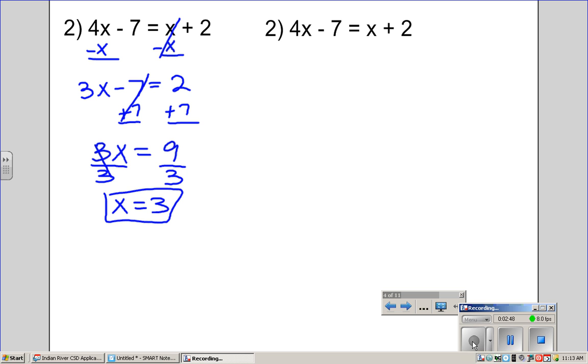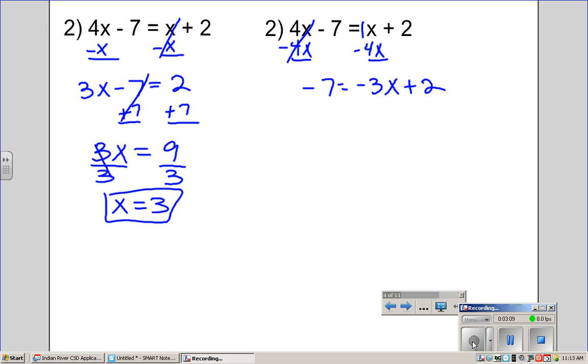I quickly want to show you what would happen if we subtracted the 4x. The 4x is positive, so we could subtract that from both sides. 4x minus 4x would be 0. Drop down the negative 7. This is like a 1x minus 4x, which is negative 3x.